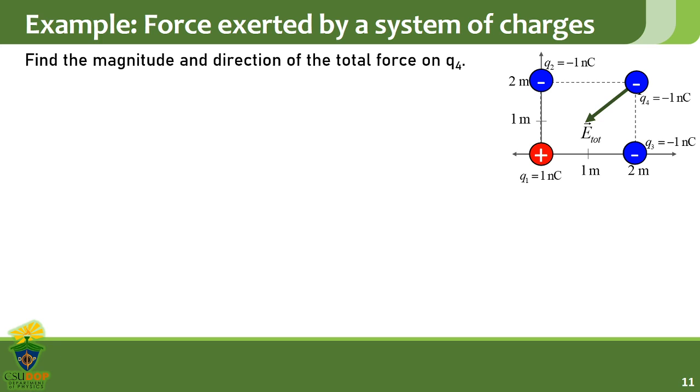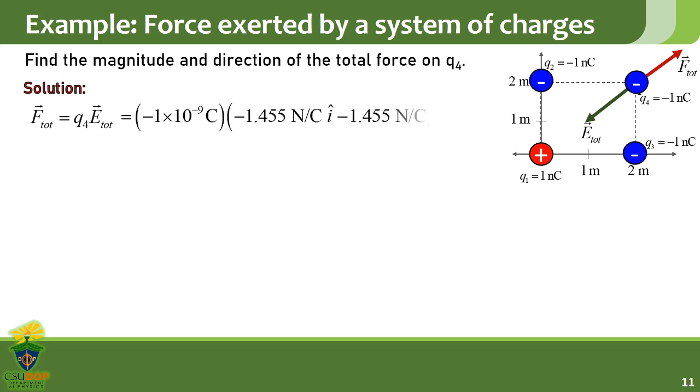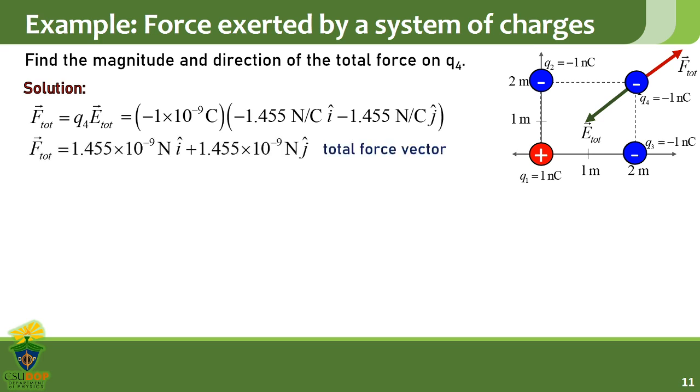However, there is an easier way now that we know the total electric field at point P, and that is by taking advantage of the relationship between electric force and electric field. The total electric force on Q4 will then be the product of Q4 and the electric field at the location of Q4, which is just the total field at that point. Since Q4 is negative, it will then move in the direction opposite the total electric field. Using the given value of Q4 and the previously obtained value of E total, we then get the component form of the total force vector.